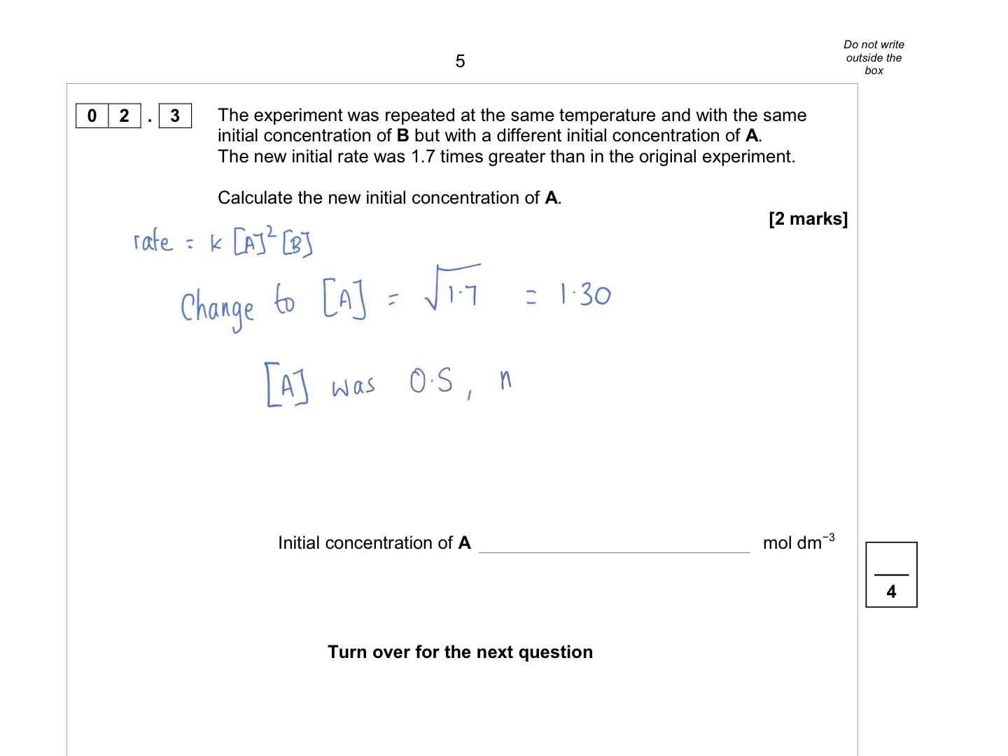And then if we know that the concentration of A at the start was 0.5, which we read off the graph on the previous page, then the new concentration is going to be 0.5 times 1.3. And again, just tap that into your calculator. So 0.65.